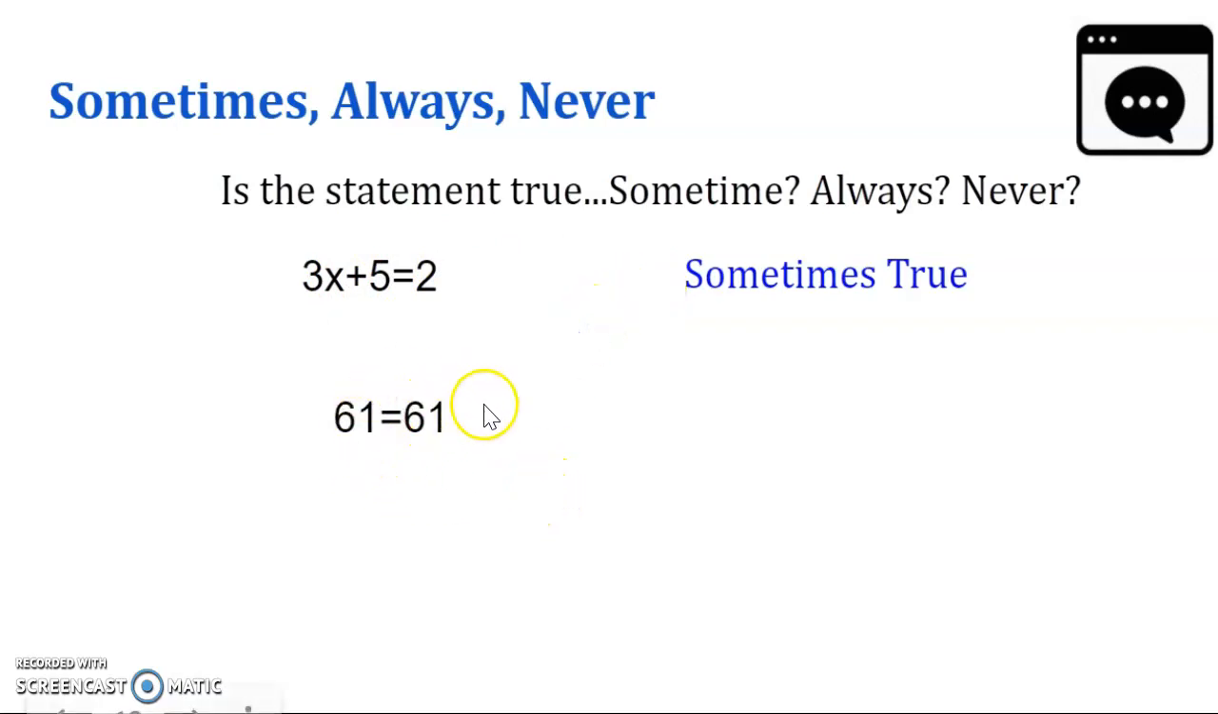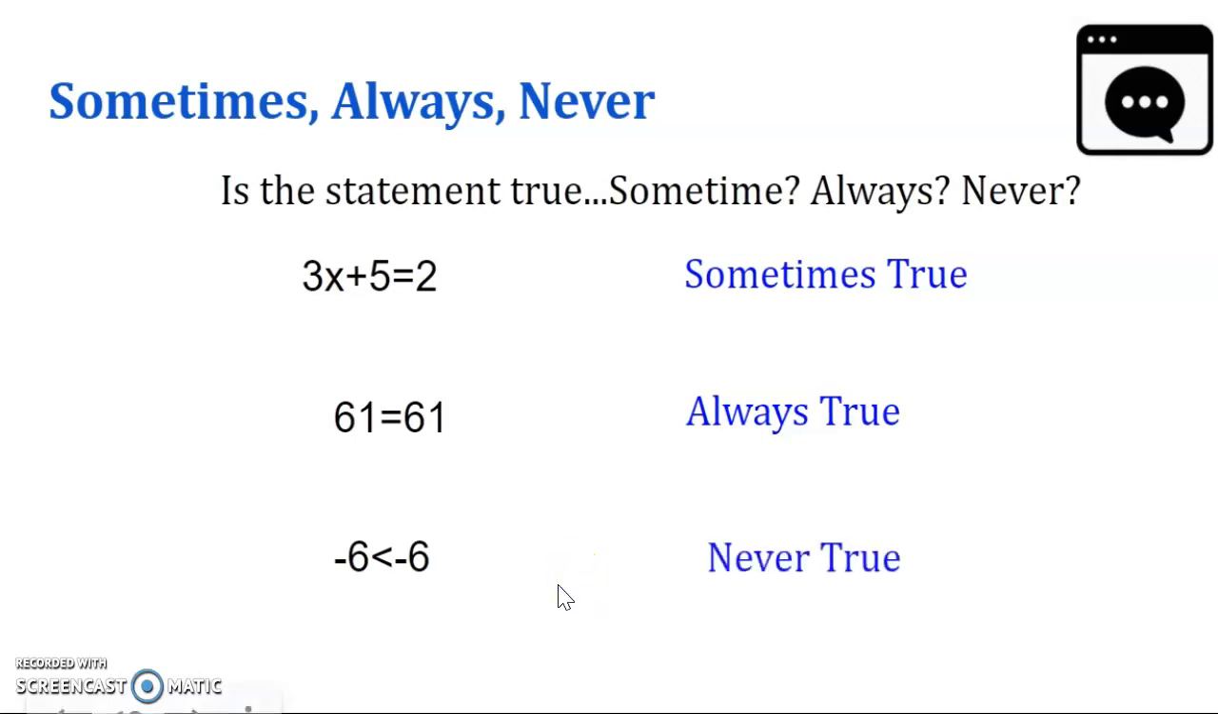What about 61 is equal to 61? Well, that's always true. They are always going to be equal to each other. What about negative 6 is less than negative 6? Is it ever true? They're equal to each other, or less than or equal to each other, but it is never going to be less than negative 6.